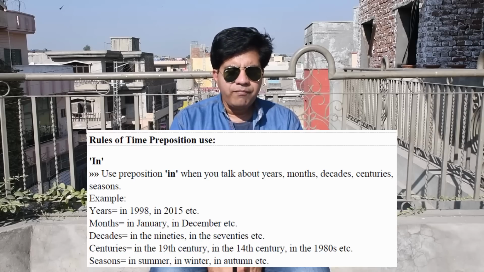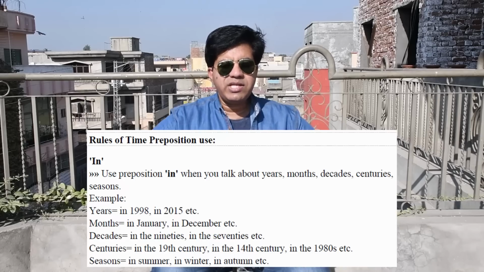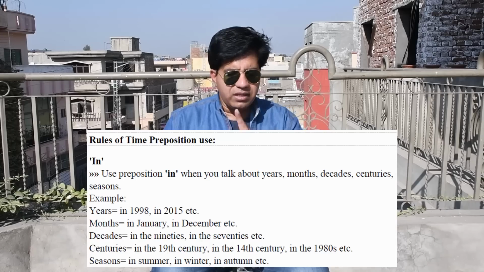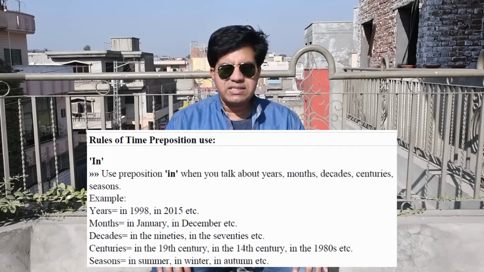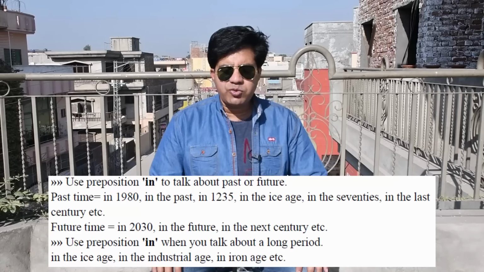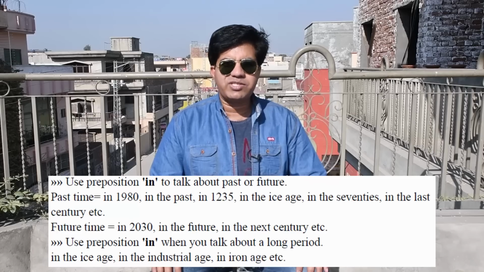Decades: in the 90s, in the 70s. Centuries: in the 19th century, in the 14th century, in the 1980s. Seasons: in summer, in winter, in autumn. Use preposition in to talk about past or future. Past time: in 1980, in the past, in the Ice Age, in the 70s, in the last century.